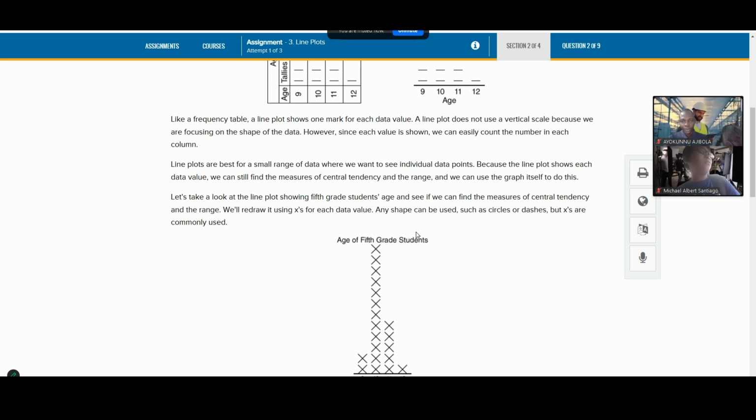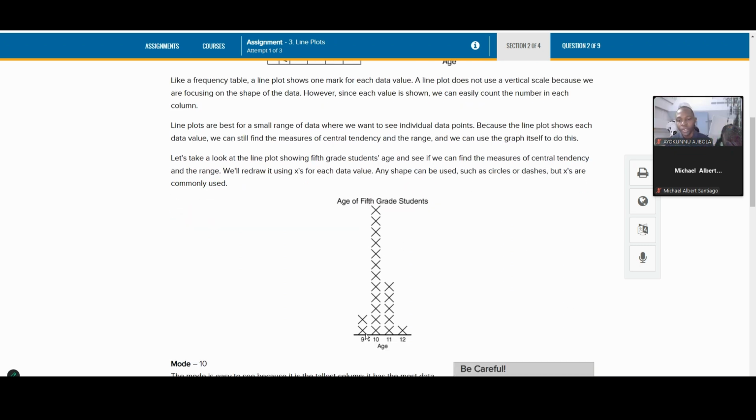So the plot showing fifth grade students' ages, and see if we can find the measures of central tendency and the range. So we'll redraw it using Xs, like symbols for each data value. It could be a minus, it could be an X, it could be anything. Any shape can be used, such as circles, dashes, but Xs are commonly used in plotting this. So you can see this.